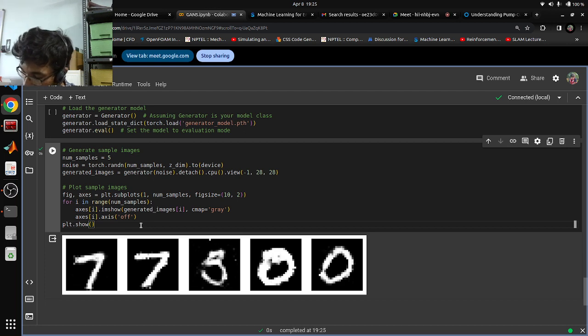After training, what is the next step here? Whatever I showed here is actually just a toy example, but there are a variety of applications that GANs can be used for. One of them, in fact the most popular one, is generating more data.